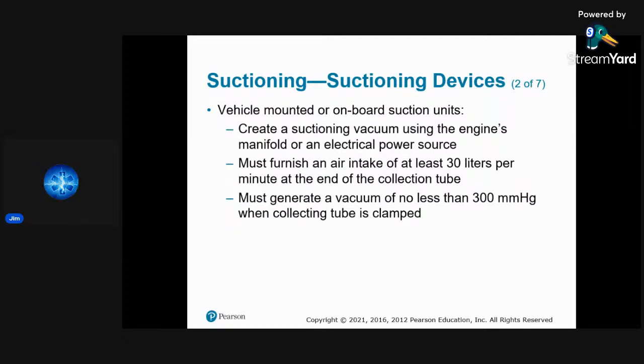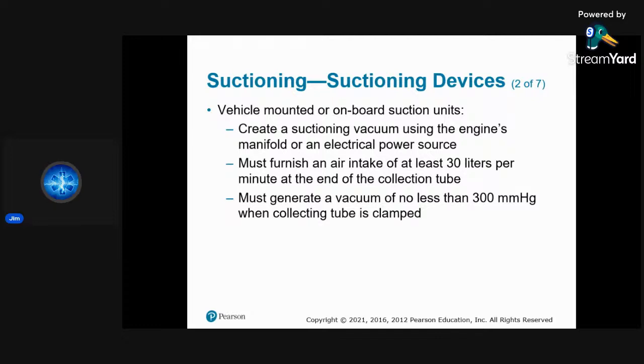Vehicle-mounted or onboard suctioning. These are the big ones that we see in our ambulances. They create suction using the engine manifold or an electric power source. I think most of them are electric power source now. They have an electric motor. They must furnish an intake of at least 30 liters per minute at the end of the collection tube. So they're going to have the capability of suctioning at least 30 liters per minute.